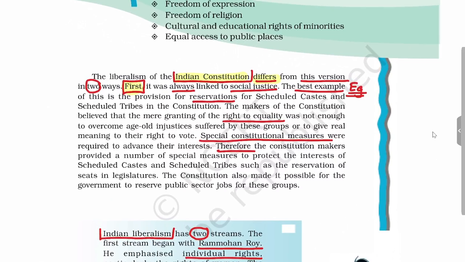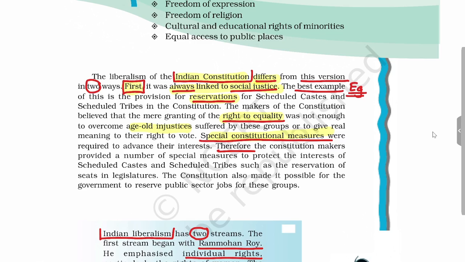First thing is that our constitution has social justice in terms of reservation to the backward sections of the society, particularly scheduled caste and scheduled tribes. It also provides right to equality in order to overcome the old age injustices done to them. Apart from that, there are special constitutional provisions for their upliftment.